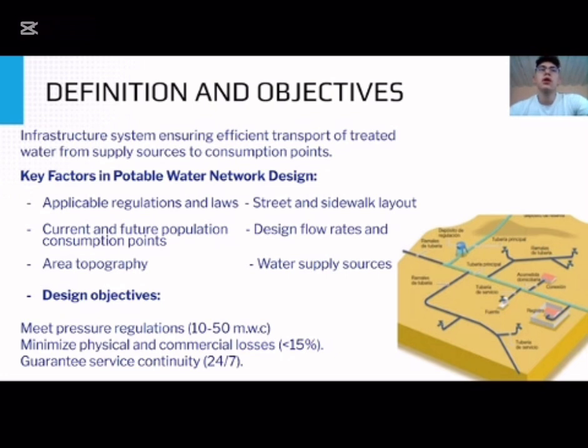Design objectives. This requires adequate pressure. Imagine a 5-story building. If the pressure is less than 10 meters of water column, water won't reach the top floors. Quality: pipes must be sealed to prevent soil or bacteria from entering. Continuity: in Medellin, for example, the network is designed to withstand power outages by using storage tanks.